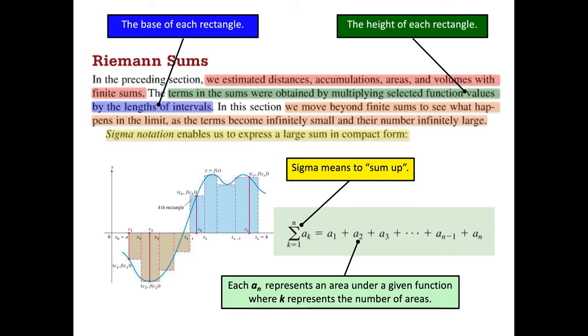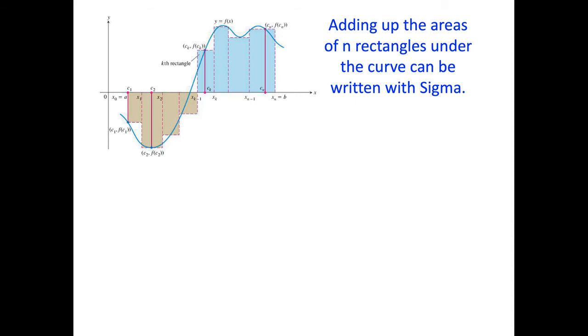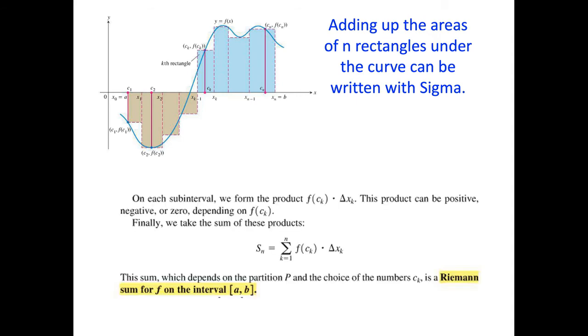Notice it's all abstract. There are no definitive values. You have a beginning, you have an end, and you have all these little subscripts. So adding up the areas of n rectangles under the curve can be written with sigma, that Greek letter. So what does that look like?